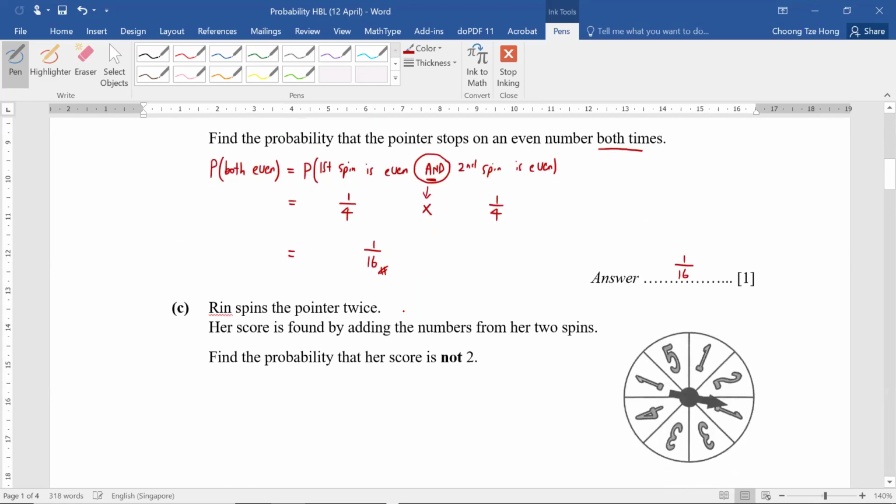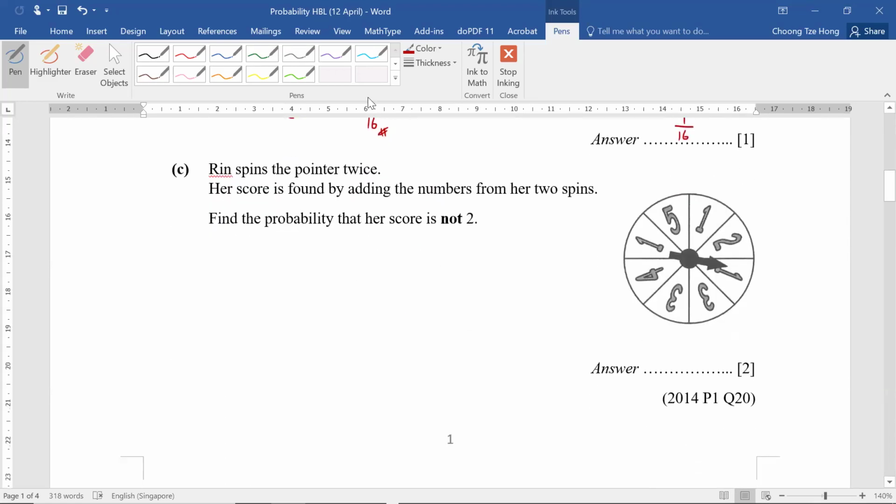So let's take a look at part C. There's another person, Rin, who spins the pointer twice. But now the way of playing the game is different. What she's going to do is add up the total points from both of the spins, the total score from both of the spins. Find the probability that her score is not 2. If you look at this board, what are the ways to get not 2? Maybe the first spin is 1.